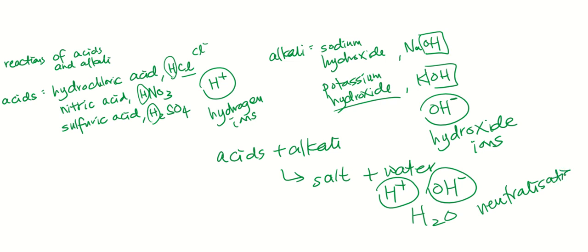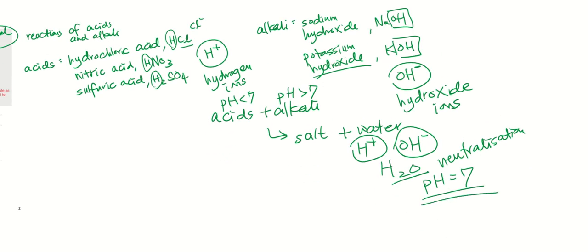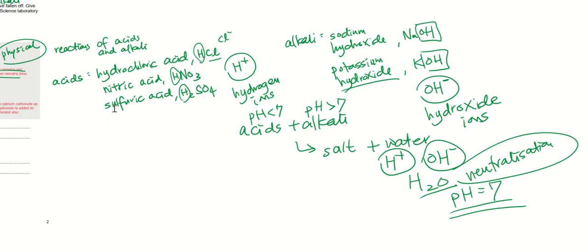Because as you know, the pH of water is equal to 7. Yes? Now acid has pH less than 7. Alkaline has pH greater than 7. By combining these two together, I should get water which has a pH of 7. That's why one of the reactions that you need to know is neutralization. It involves adding acid to alkaline. Okay, so this is one of the reactions for acids.